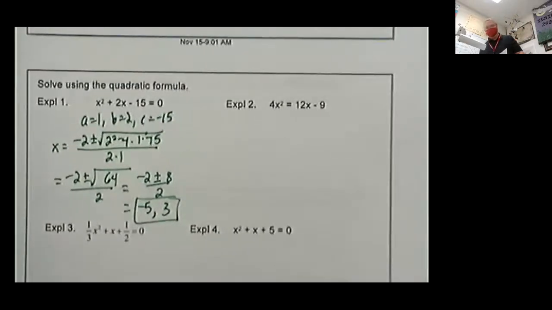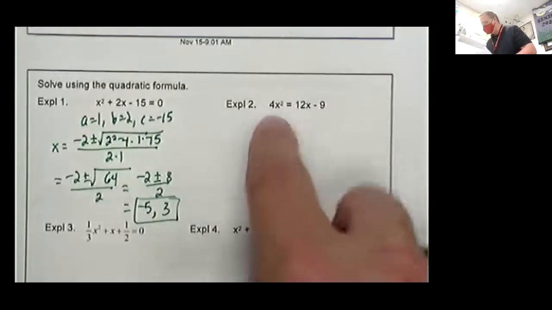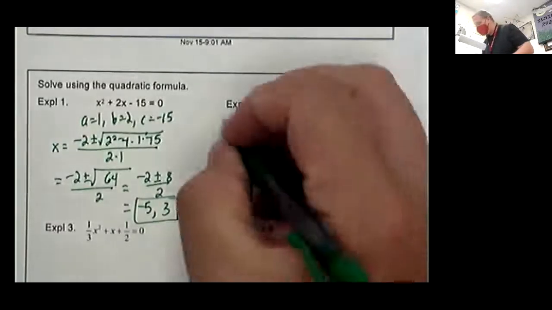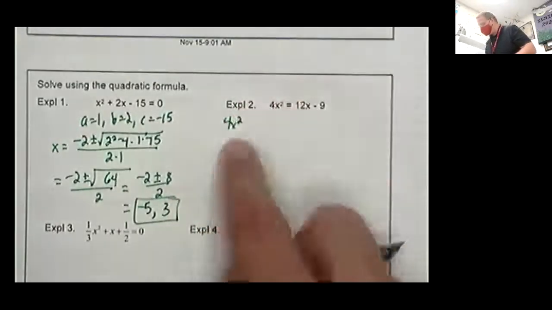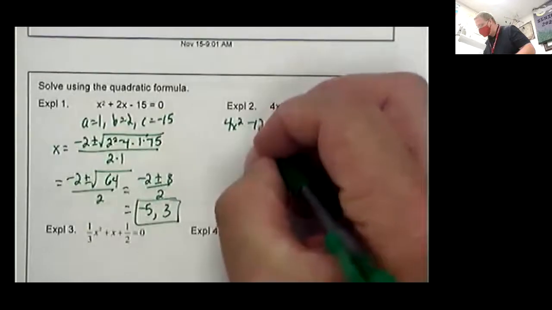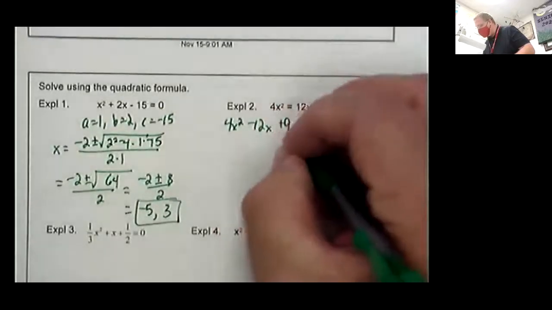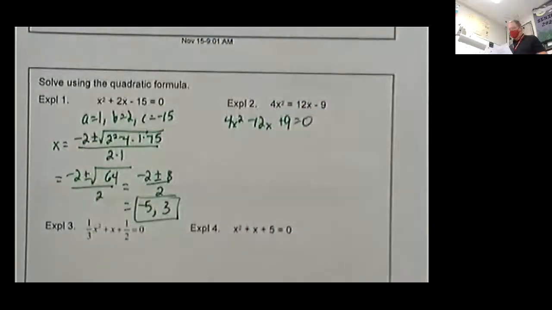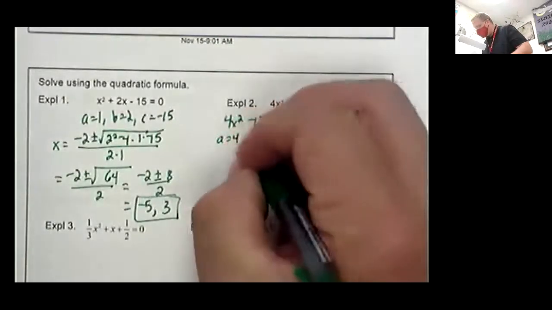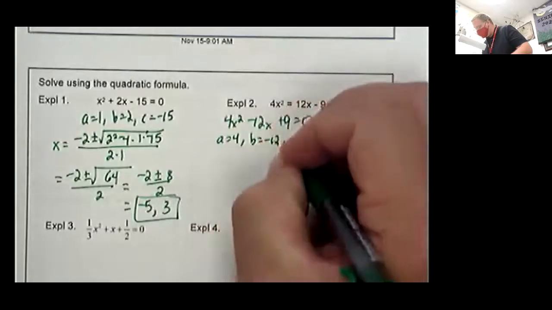Example 2, we're going to do the same thing. First, we have to get into standard form. We want to usually keep the a term positive if we can. So this is 4x squared. We'll subtract the 12x back to the front, and then add the 9 back to the front. Therefore, a is 4, b is negative 12, and c is 9.